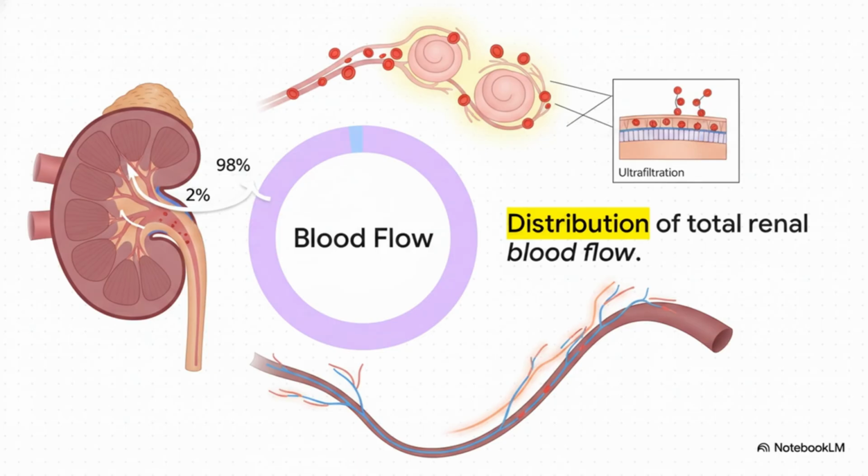Because the cortex is where the glomeruli live. The cortex is doing all the heavy lifting of ultrafiltration, which demands an overwhelming supply of blood. Meanwhile, the medulla operates in a relatively low-flow, hyperosmotic environment, which is what allows it to concentrate the urine.